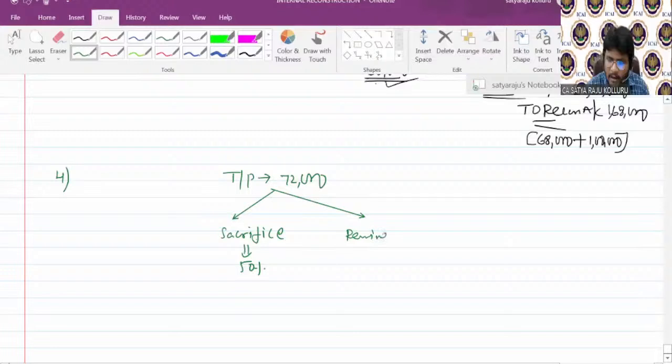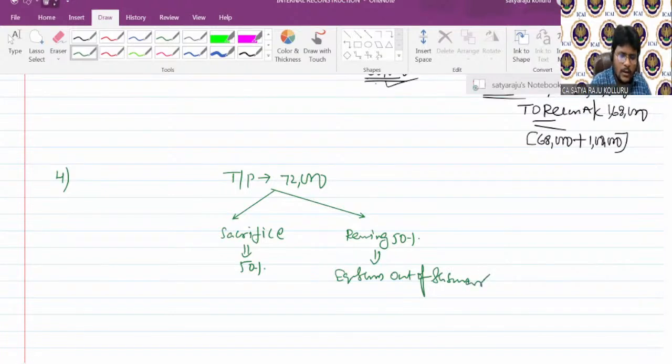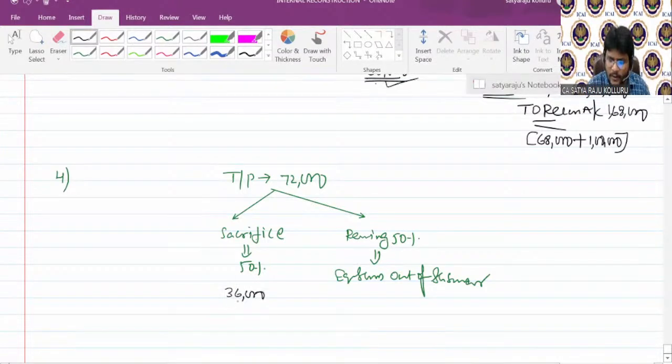So for the remaining 50%, we are going to issue equity shares out of share surrender. Now, out of this 72,000, the real sacrifice is 50%, which means 36,000. It should anyway go to the reconstruction. Now we are issuing the equity shares, right? Two entries. One is share surrender to equity share capital. Another one is trade payable to reconstruction account.